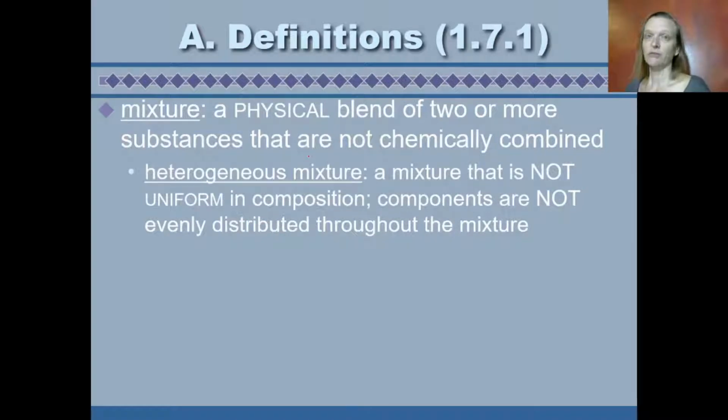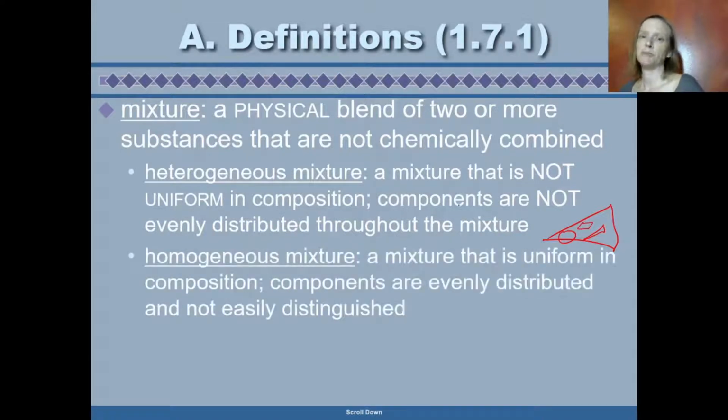When you have a mixture, there are two different types of mixture you can have. You can have a heterogeneous mixture, which is not uniform in composition. And what that means is that the components are not evenly distributed throughout the mixture. So a pizza would be an example of a heterogeneous mixture. If you have a bite of pizza, then you might get a pepperoni on that bite and a green pepper on this bite, and a slice of onion on this bite. Not every bite is identical. The pizza is not uniform in composition. Every bite is slightly different.